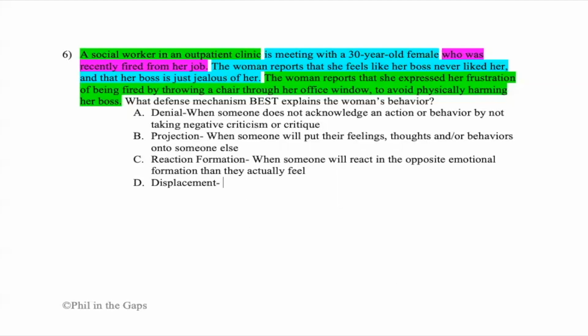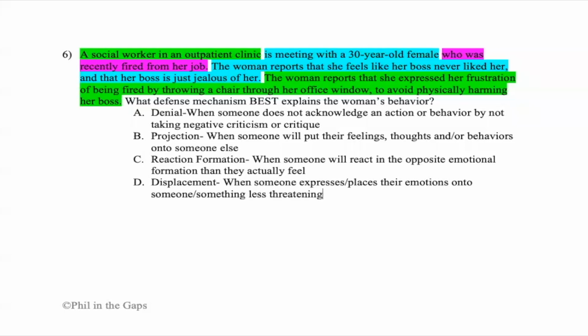In displacement, D is when someone expresses or places their emotions onto someone or something less threatening. So let's look back at the question to see what we're looking at in particular. So quick review. Social worker outpatient clinic. So that's who we are, where we're at, meeting with a 30-year-old female. That's our client who's recently fired from her job. She reports that she feels like her boss never liked her and that the boss is just jealous of her.